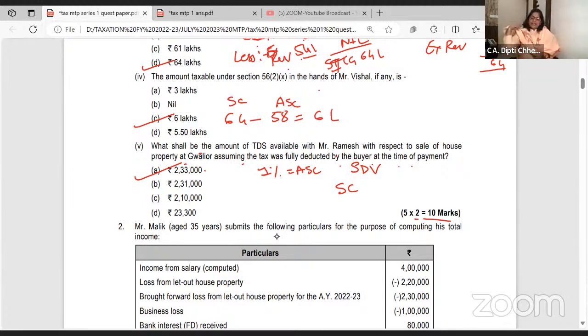Generally, I've seen students doing this MCQ wrong. You should correct it and not make this mistake in the final exam. Even if I have sold the house to you, say for 60 lakhs, but if the stamp duty value is 80 lakhs, my capital gain will also be 80 lakhs. For you, on 80 lakhs, you have to deduct 1% TDS and pay.